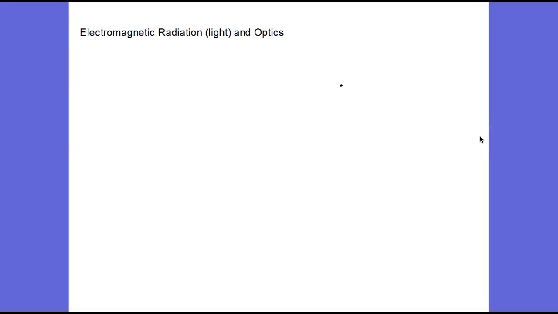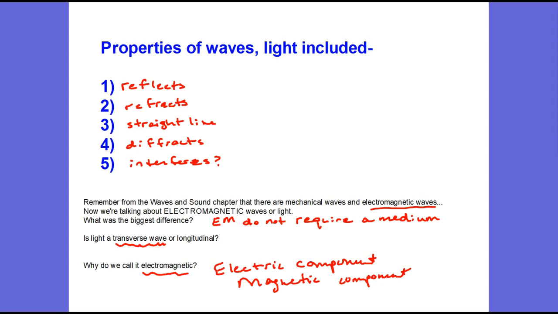This is the review on electromagnetic radiation or light and optics. First of all, there are some characteristics of all waves, and light is a wave. They reflect, refract, they travel in a straight line, they diffract, and they interfere.